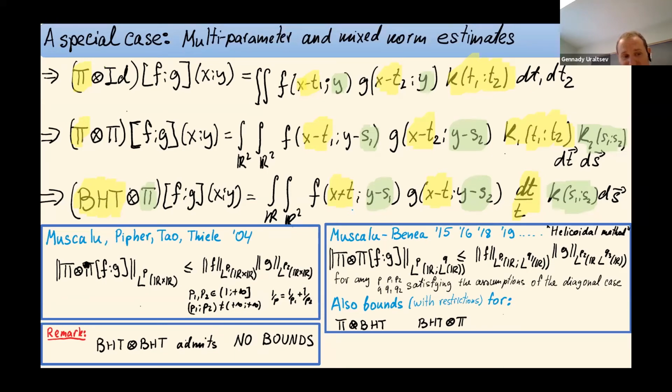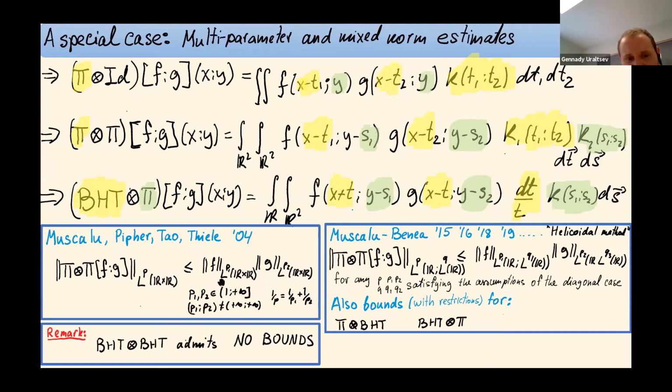So, for example, if here you had paraproduct tensor identity, this inequality would be completely trivial. It would be just the application of the standard scalar-valued bilinear Calderón-Zygmund theory plus Hölder's inequality. Now, however, when you are tensoring with something that is not the identity, the problem becomes immediately more complicated. Now, in the paper in '04, it was essentially one of the first times when these kinds of questions were addressed, by Muscalu, Pipher, Tao, and Thiele. And they managed to prove diagonal bounds.